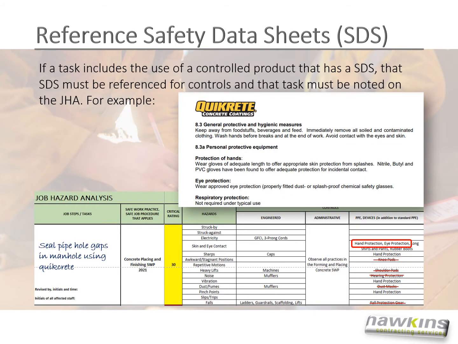If a task includes the use of a controlled product, meaning it has a safety data sheet, that safety data sheet must be referenced for controls and that task must be noted on the JHA. For example, if you're sealing pipe hole gaps in a manhole and for that you're using Quickcrete, you must reference Section 8 of the SDS for personal protective equipment and ensure that same personal protective equipment is noted in the controls section of that task on the JHA. You can also go as far as striking out any recommended controls that do not apply that are already built into your master JHA.